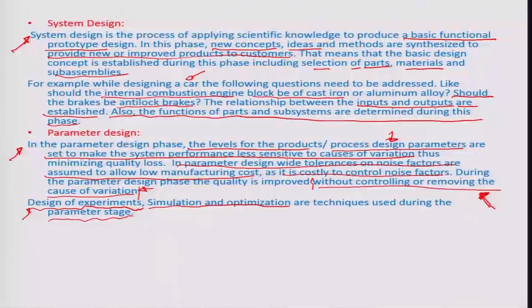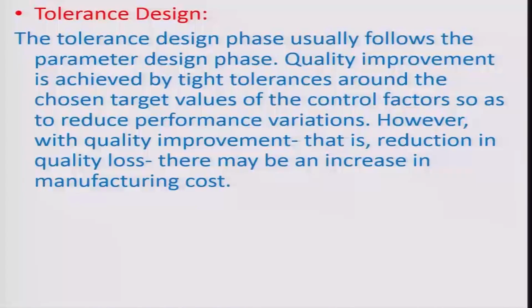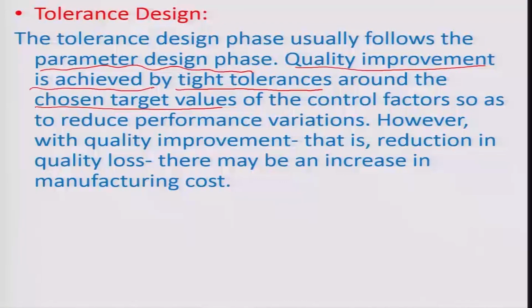And then of course, the third phase that Taguchi suggests in order to build robustness into the design is the tolerance design phase, which usually follows the parameter design phase. Here the basic purpose is an improvement in quality by tightening tolerances around the chosen target value. So, whenever there is a huge deviation, you might be able to design the process or the specification in a manner so that these tight tolerances around the target values help guide the right quality to be produced.